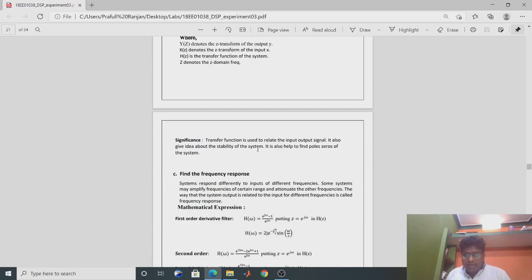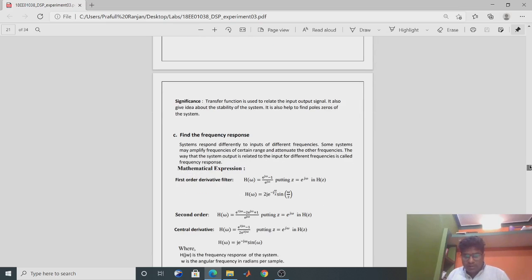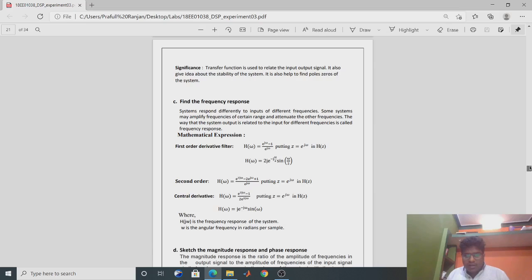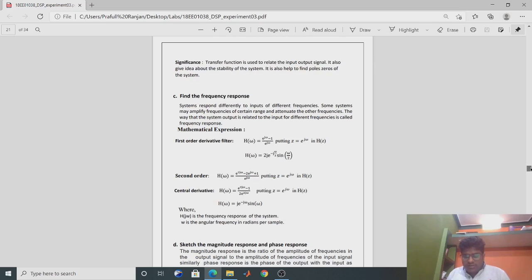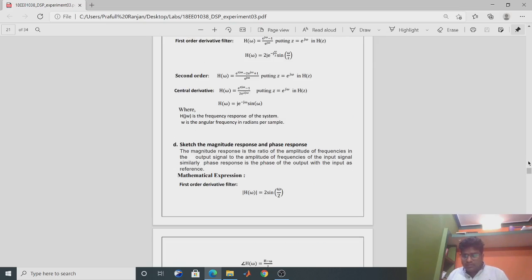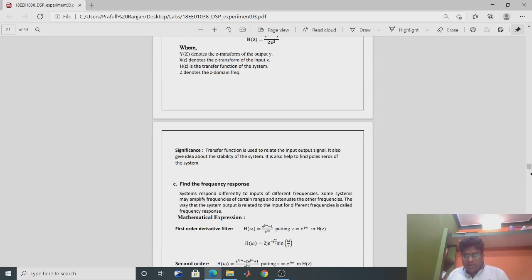As we have already discussed, the transfer function is used to relate the input and output signals, and it also gives some idea about the stability of the system. We will see in the result. And also for frequency responses, we need to put e to the power j omega in H instead of z. So we will get like this. These are the frequency responses.